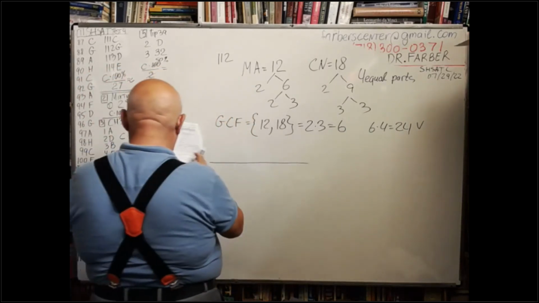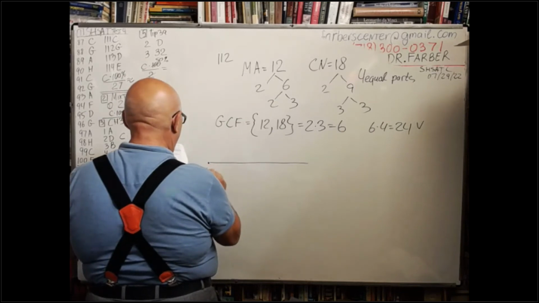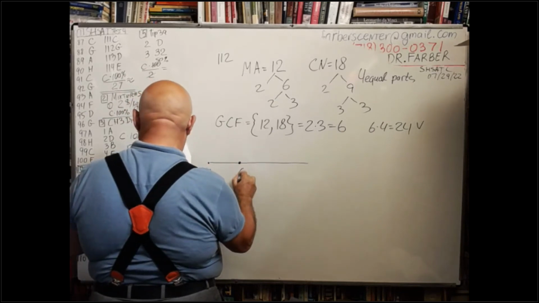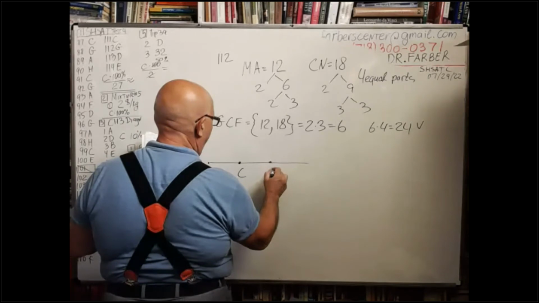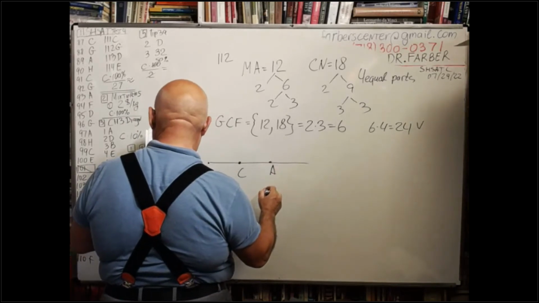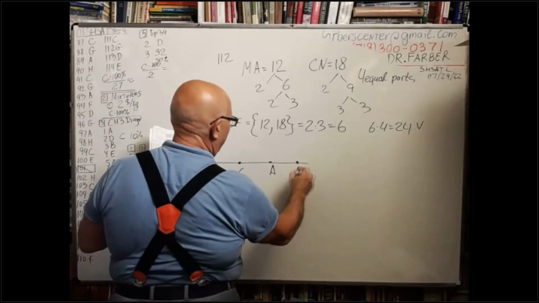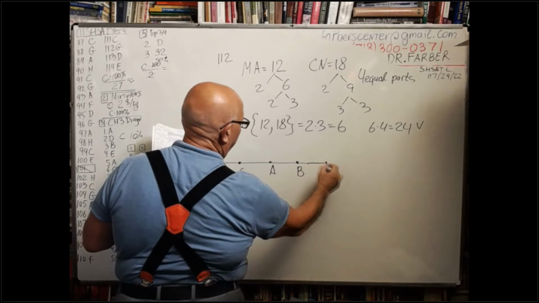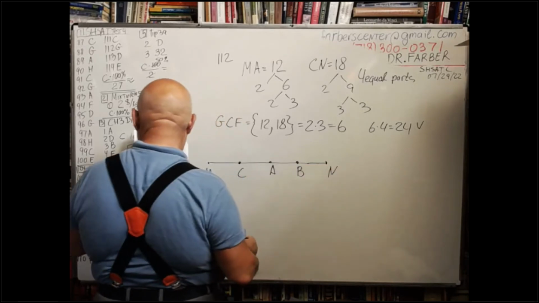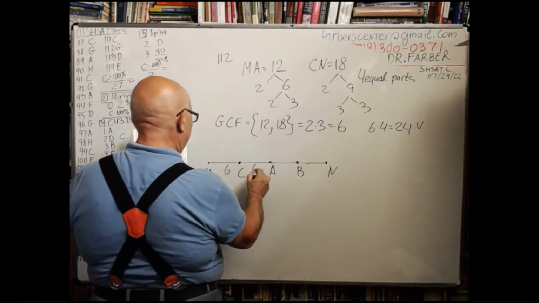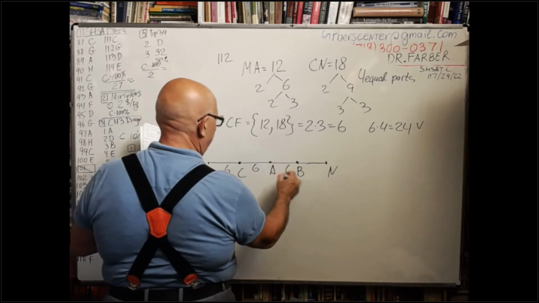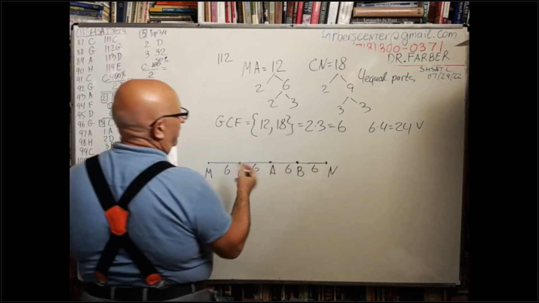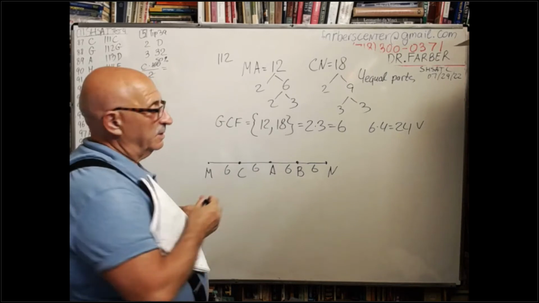Typical GCF. Let me put here M, for instance, C, A, B, and N. So this is 6, this is 6, this is 6, this is 6. Just an illustration, not necessarily this order, but we got this. Simple GCF.